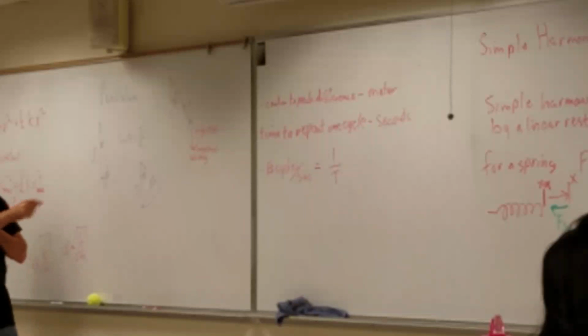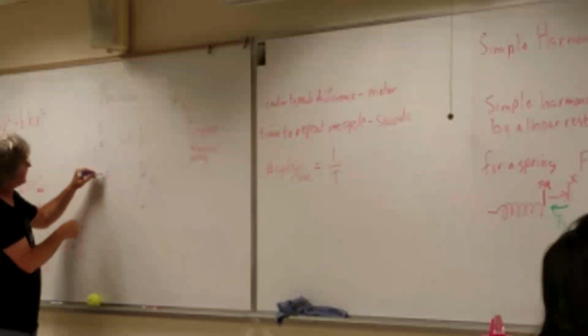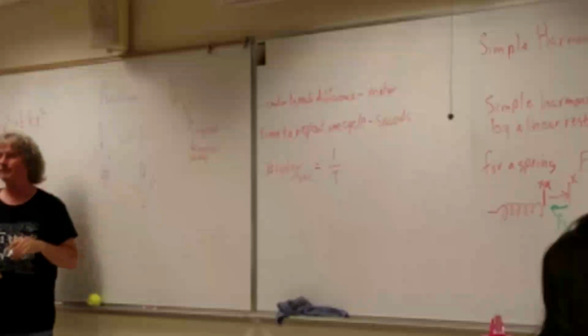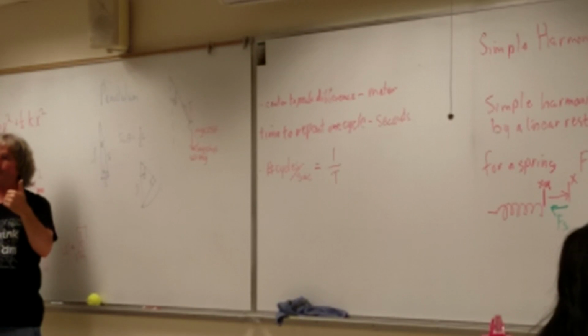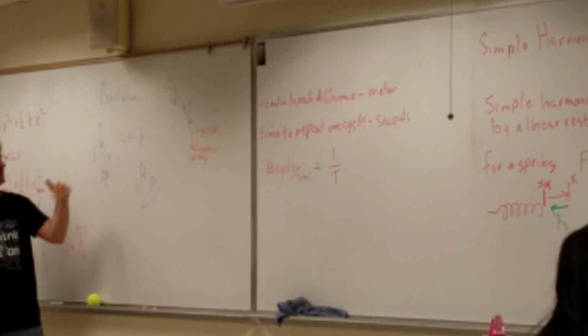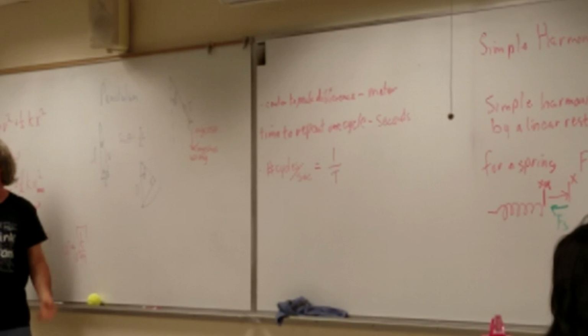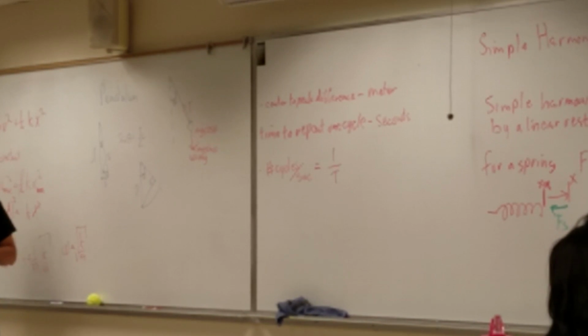What's S? S is this distance right there. What's the abbreviation? We often use X and S. We often use S when we're moving along arcs of circles. I don't have an abbreviation. We don't have enough letters. Your book uses S as well.